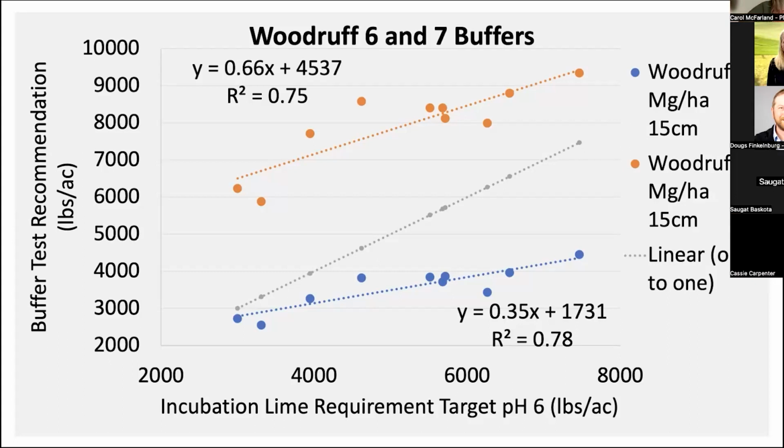And then we have the Woodruff 7, which had a pretty good correlation, but it did tend to over predict. Like we can see this point here where the buffer test is recommending 8,500 pounds of calcium carbonate per acre, and the actual lime requirement is 4,500. So I think if there was more interest in the Woodruff 7, a regional calibration just to make sure that we're bringing those overestimates down would be in order.